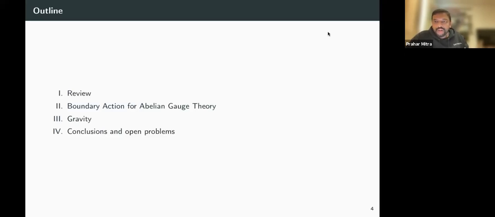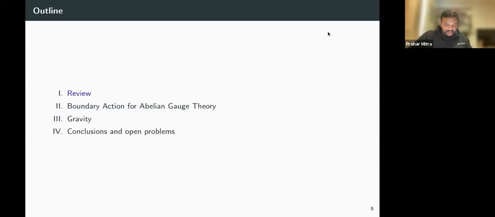I'll do sections 1 and 2 just for abelian gauge theories, because it's the simplest possible example that I can show in a talk and not confuse people. But in section 3, I'll show that it can be done for gravity as well. It can be done for non-abelian gauge theories as well. I'll just flash a bunch of formulas.